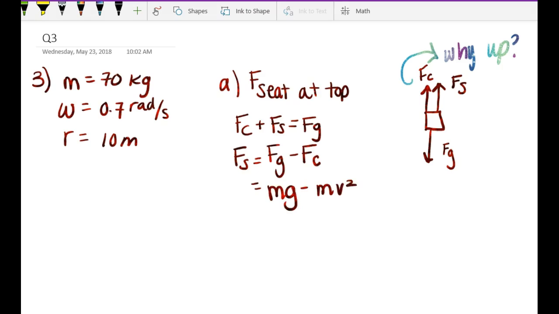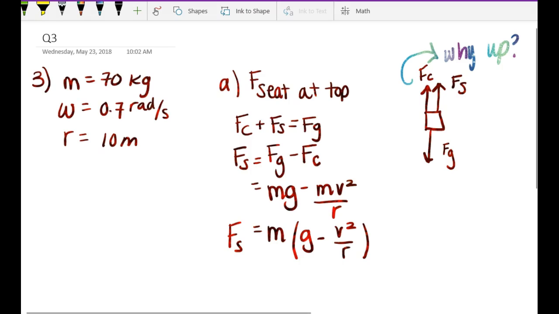Force of gravity is mg. Force centripetal is mv squared divided by r. Both formulas have an m in them, so you can pull it out and end up with an equation that is mass times the quantity, gravity minus v squared divided by r. That's the force of the seat at the top.